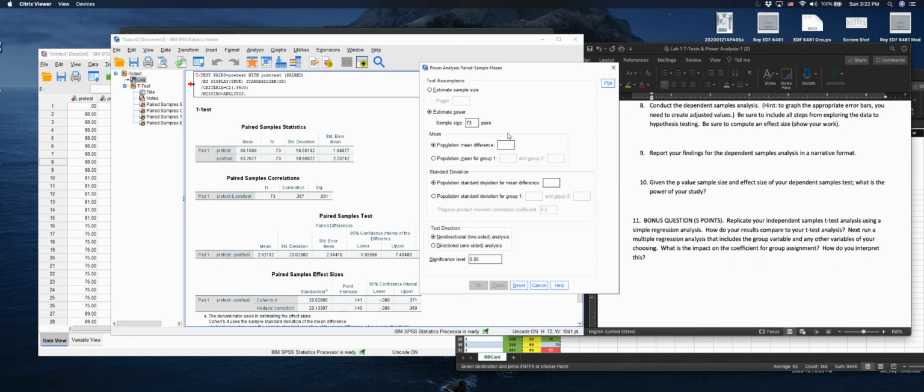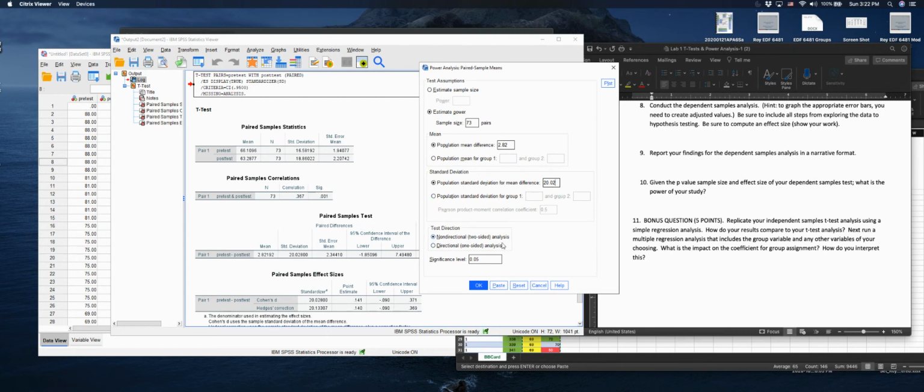Next, it's asking me for the population mean difference. Well, the population mean difference was calculated in the paired samples t-test. So I know that my population mean difference is 2.82. So I'm going to put in 2.82. Next, I have my population standard deviation for the mean difference, which is actually calculated in the paired samples t-test as well, which was 20.02. So I'm going to put in 20.02 as my population standard deviation for the mean difference.